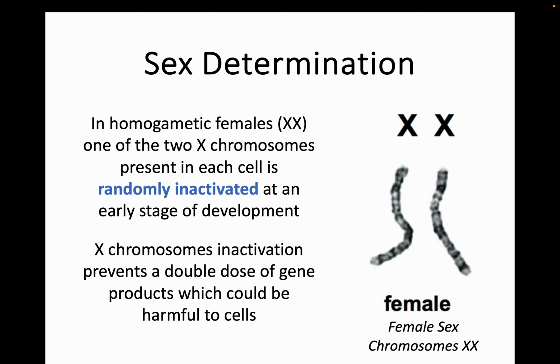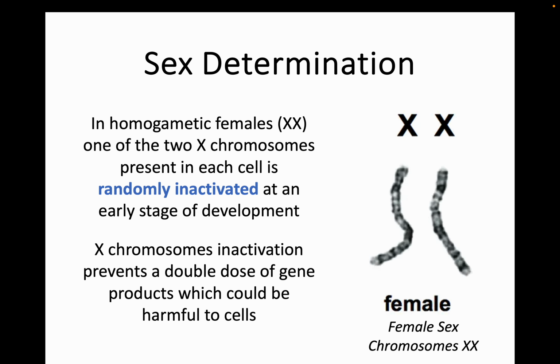What can then happen here is you can have sex-linked patterns of inheritance, which is found in carrier females and affected males. So for example, in homogametic females, so they both have 2 X chromosomes, one of the 2 X chromosomes present in each cell is going to be randomly inactivated at an early stage of development. So in each individual cell, there are 2 X chromosomes in females. You only really need 1, so one of them will randomly be turned off. That inactivation, that's switching off those chromosomes, stops any double dose of gene products because that could be harmful to cells.